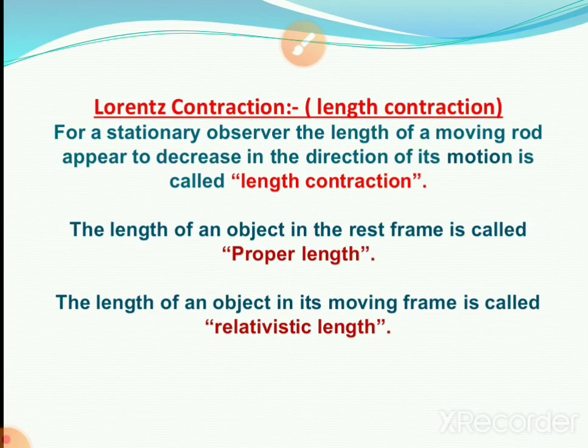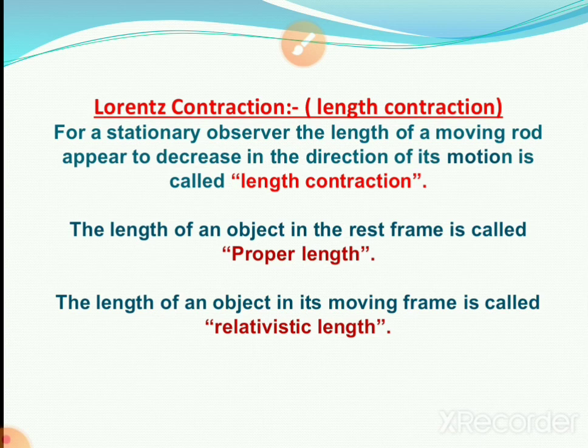Next, the most important derivation, Lorentz contraction, also known as length contraction. In the examination, they ask to derive the expression for the length contraction or the Lorentz contraction. So first let us know what you mean by length contraction. For a stationary observer, the length of the moving rod appearing to decrease in the direction of its motion is called the length contraction.